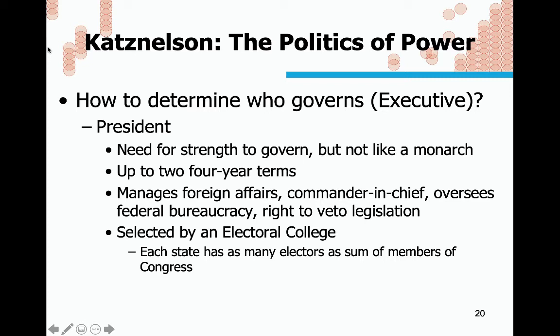Originally, that was not the case. The Constitution was amended after Franklin Delano Roosevelt was elected 4 times as president and died during his 4th term. So now, of course, a president can only serve for up to 8 years.